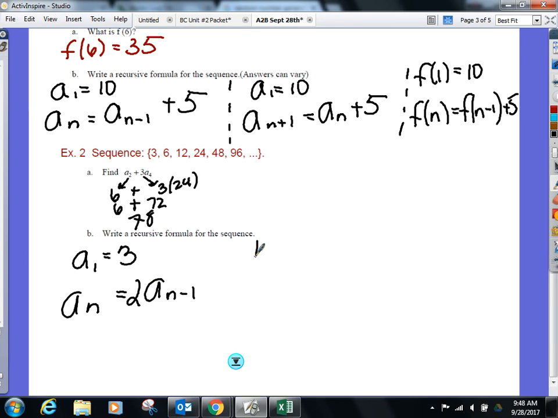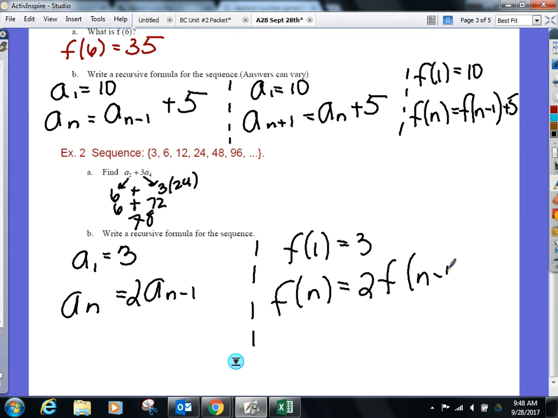Okay, just so you know, function notation, I do want to show it all. So f of 1 equals 3. f of n would equal 2 times the previous term. That's how I would write it like that. Okay, 2 times the previous term, if I wrote it in that function notation.